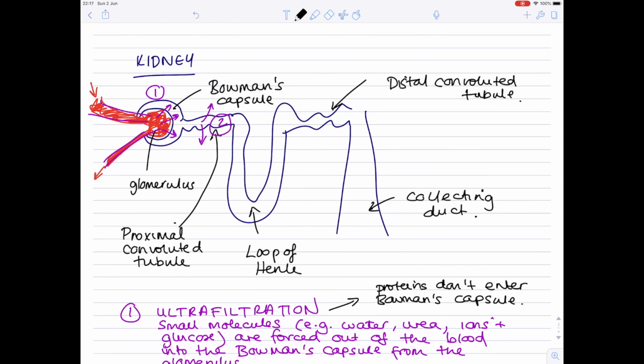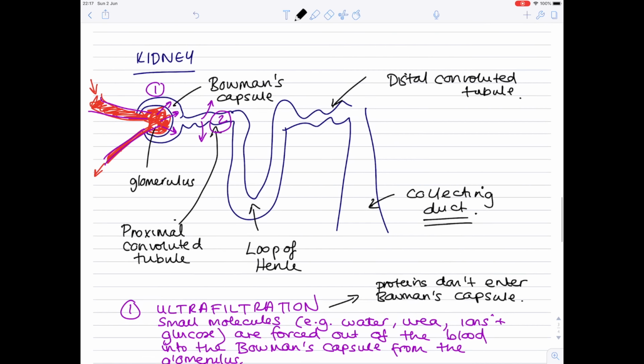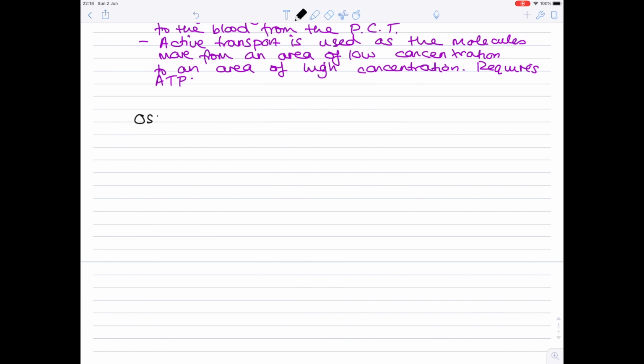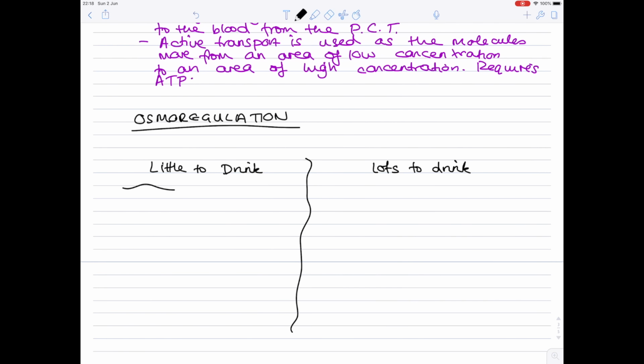So we've discussed a large part of the nephron in great depth, but now we need to look at the collecting duct, and really we're looking at controlling water content of the body. So this is called osmoregulation, so control of water content. And we need to understand all the steps in two scenarios: when we've had little to drink and when we've had lots to drink. And we can build up our answer nice and easily.